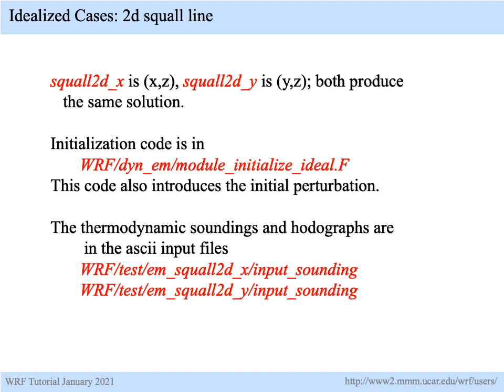For the squall 2D test case, you can run this in either X or Y. So there's actually 2 test cases, one with the underscore X, one with the underscore Y. And they both produce the exact same solution, only the solution is in different coordinates here. The initialization code for both of these is, again, in the initialization module, and the thermodynamic soundings, which are identical, are found in the test directories. We use this to test the solver when we make changes to it, because these solutions should stay identical except for a rotation internally in terms of where they sit in the array space in WRF.